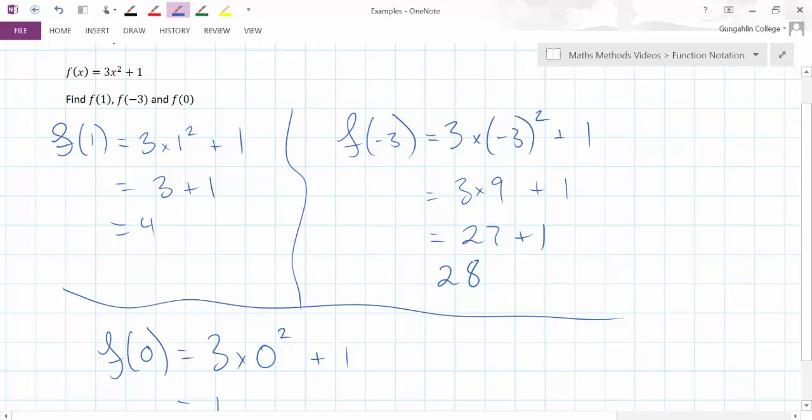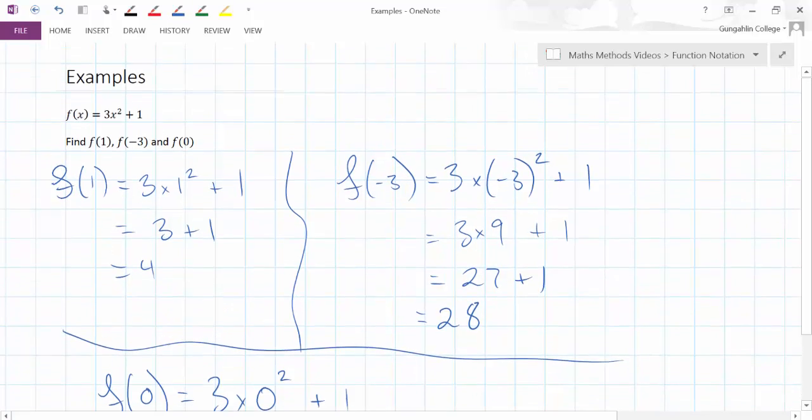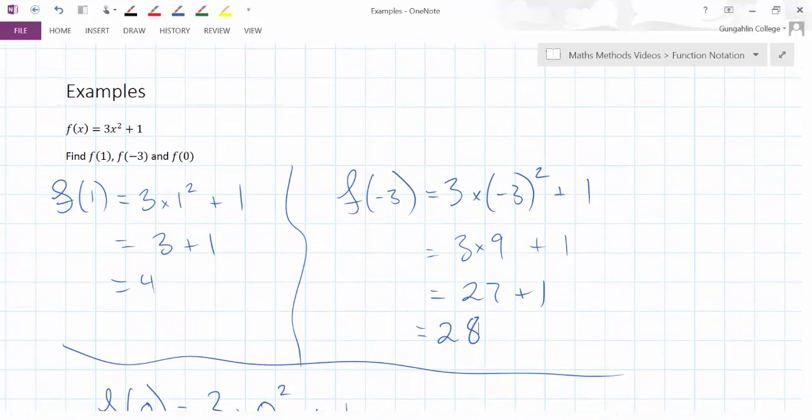Instead of me having to say, this is what y is equal to and x equals 1, this is what y is equal to and x equals minus 3, it gives us a short, sharp, easy way of referring to the results that I get here. So I would say that f of minus 3 is equal to 28. F of 1 is equal to 4, and so on. Just makes it nice and easy to refer to those results from a substitution.